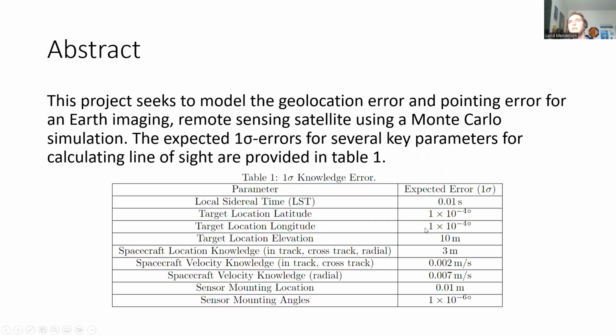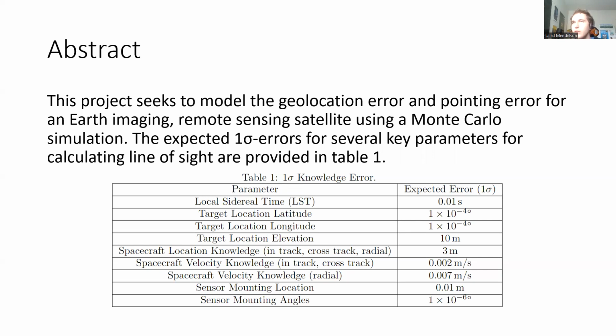Basically, the idea is that in order to point a sensor or antenna at some target on the ground, you need to know information about where that target is, where your spacecraft is, and additionally where your sensor is mounted. All of these measurements have some amount of error associated with them. In this project, we are given information about those errors and what the actual true values are, and we're asked to run a Monte Carlo simulation on that.